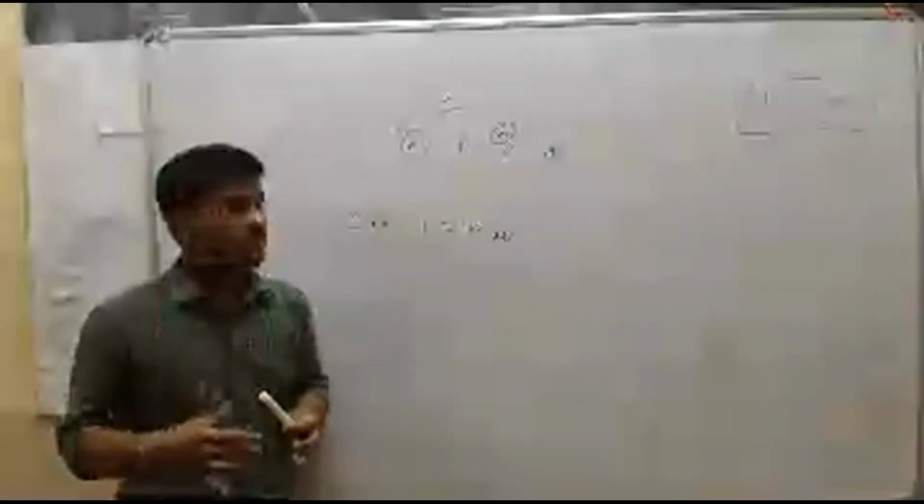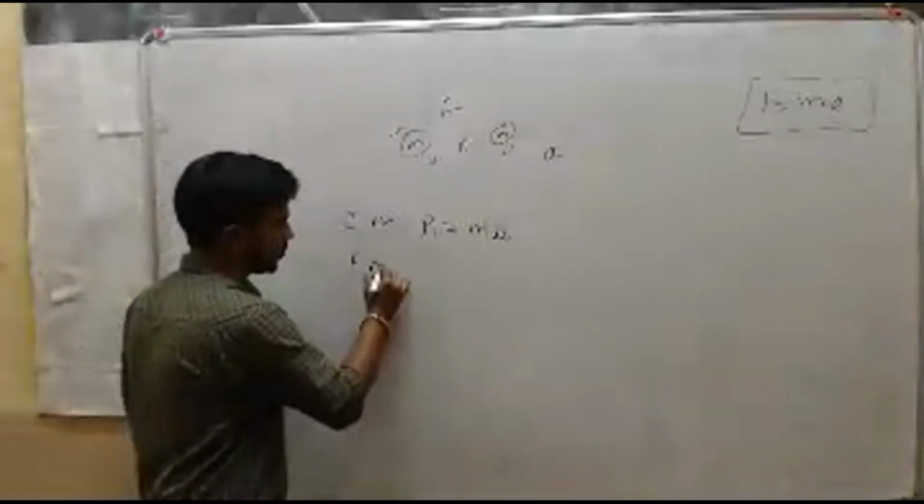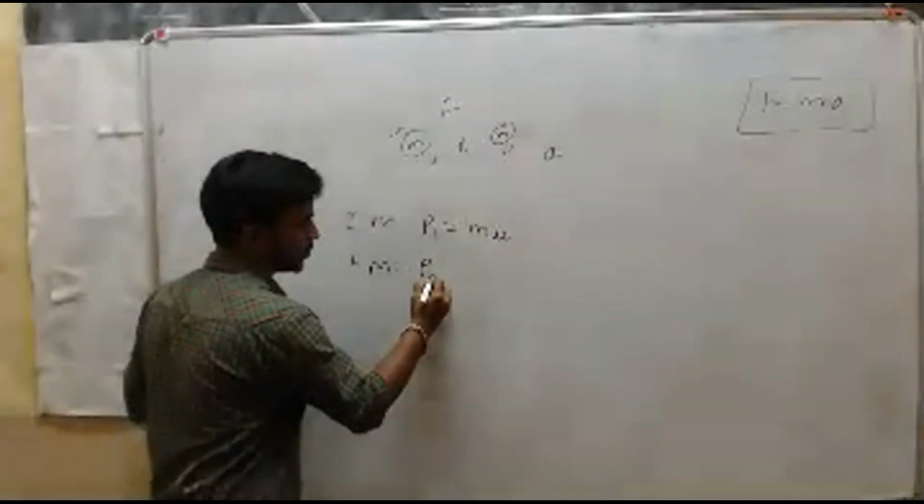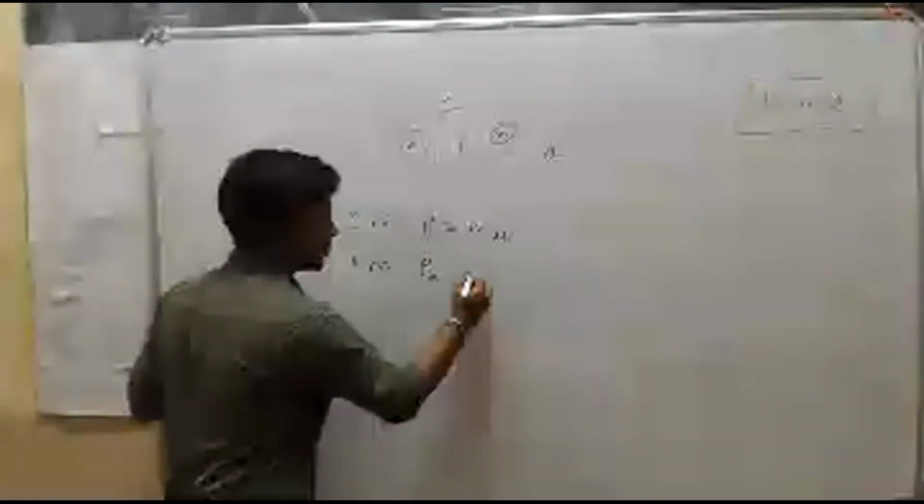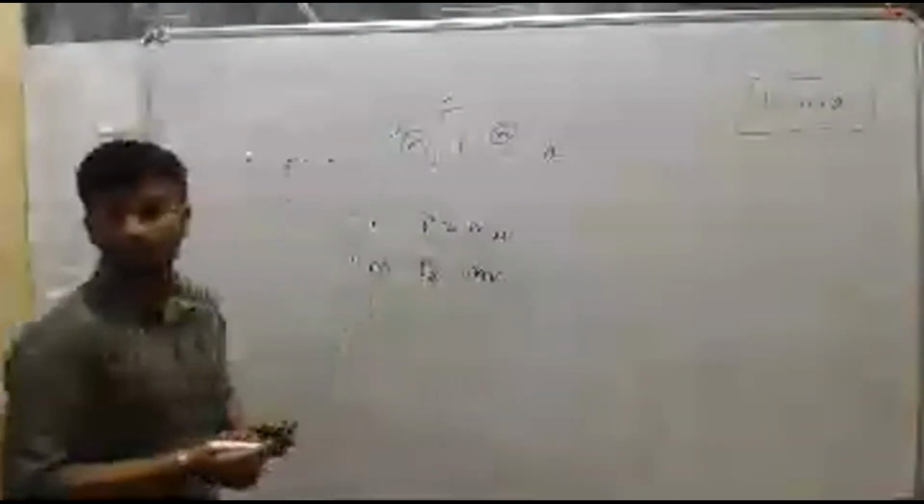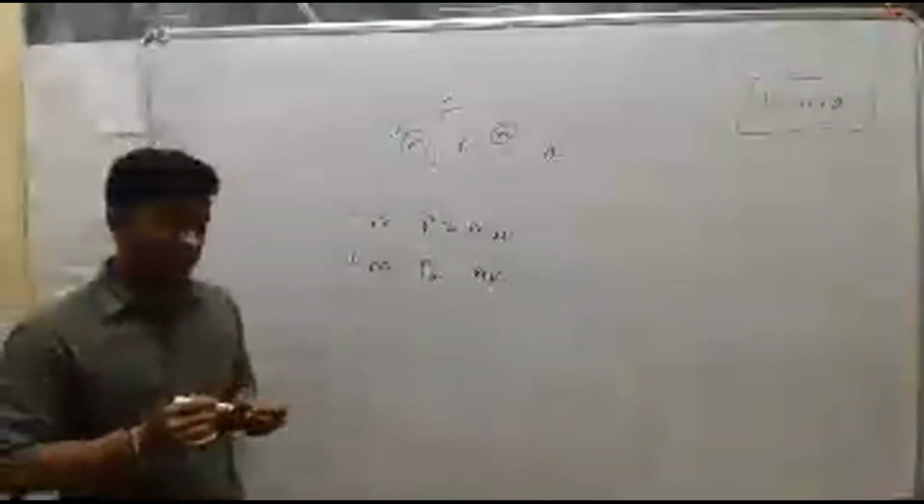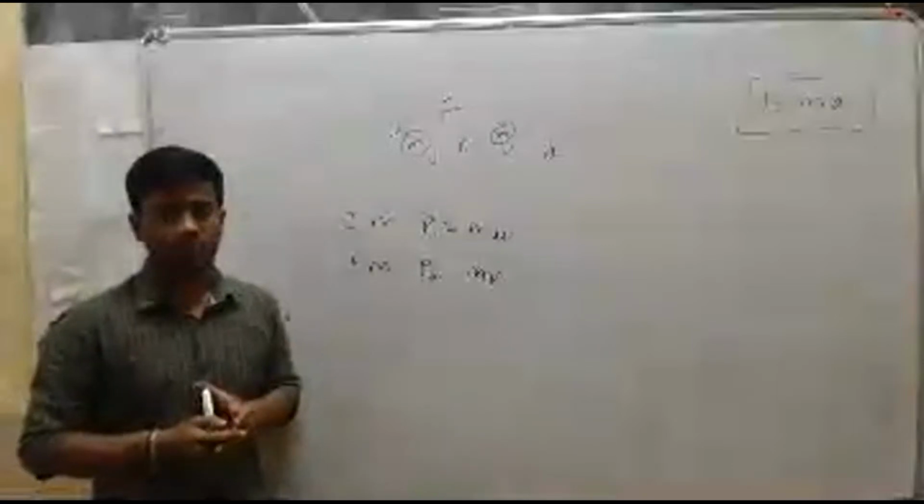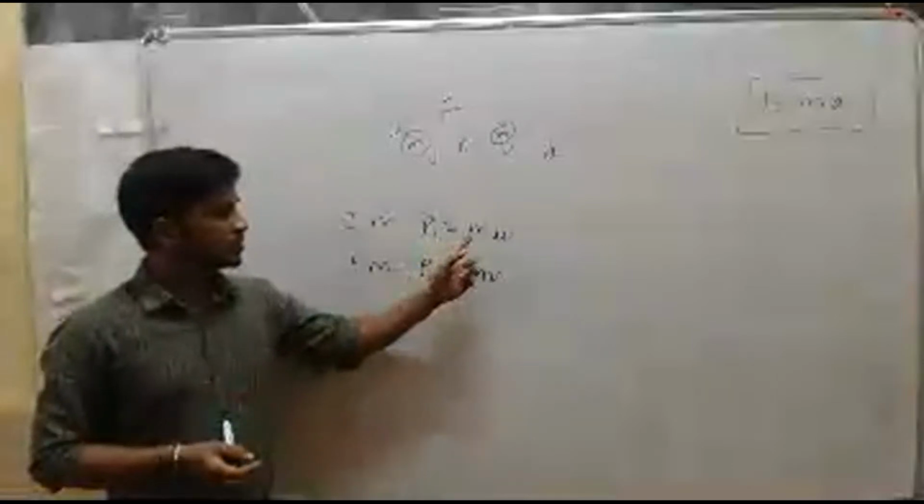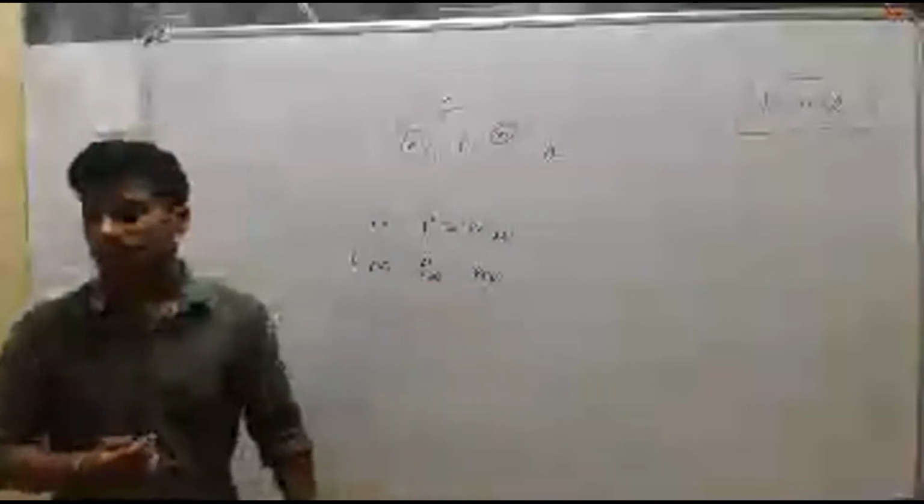Next, what is the final momentum? I'll take the final momentum as p2. So the final momentum is equal to m into v. Here also it is a product of mass and velocity. So the initial momentum is m into u and p2 is m into v.